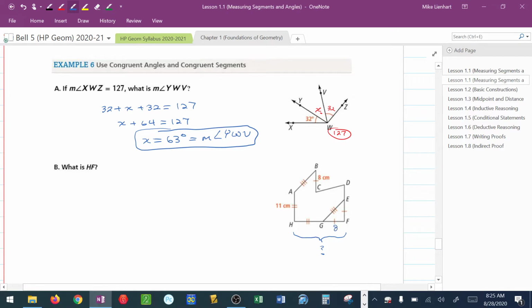Therefore, I know that this is 8. I see two tick marks here. I see two tick marks at 11 centimeters, so I know this is 11. Look how easy this problem just became. I'm going to call this X, just so I have a variable, and I know that X is equal to 11 plus 8. That's segment addition. So I would say X is equal to 19, and because they gave me a label, I'm going to label it centimeters. That's the measurement of HF.